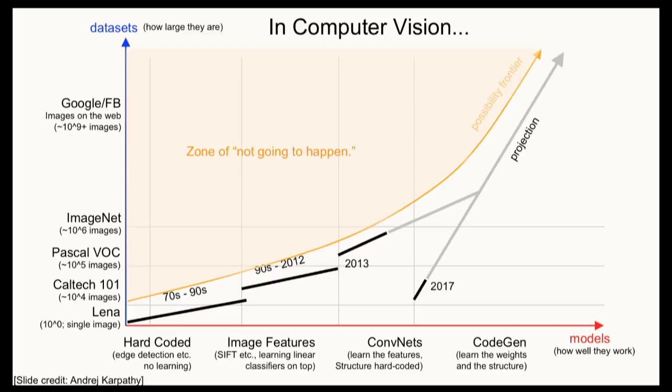The zone here, Andre called the zone of not going to happen. What he meant with that is if you're going to hard code things, you're not going to get things to work for anything that involves many, many images, even just 10,000 images. It's just not practical to hard code all the ideas to get good performance on something like this. And so as we get more compute, more data, we can actually move up and closer to solving everything computer vision, hopefully in the foreseeable future.